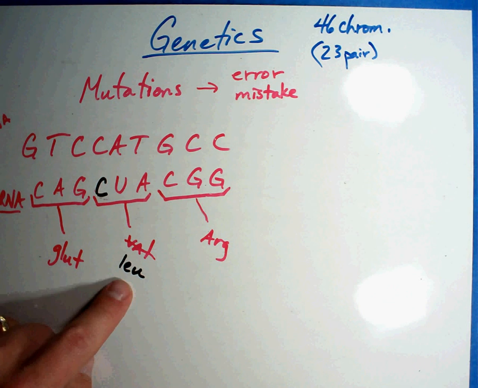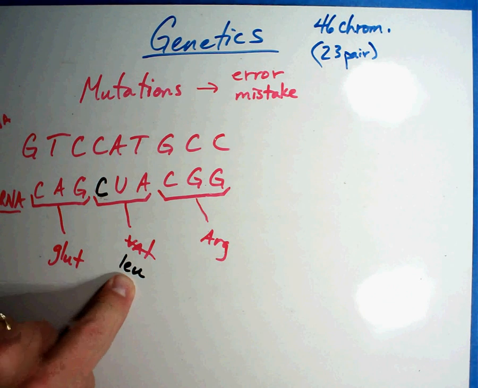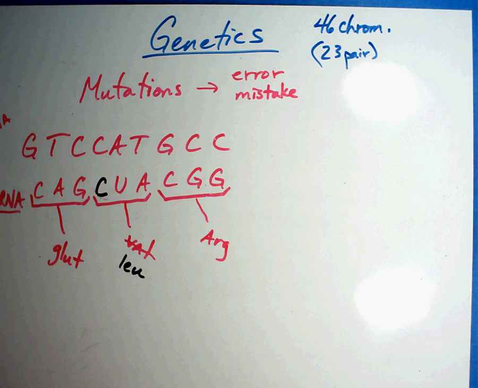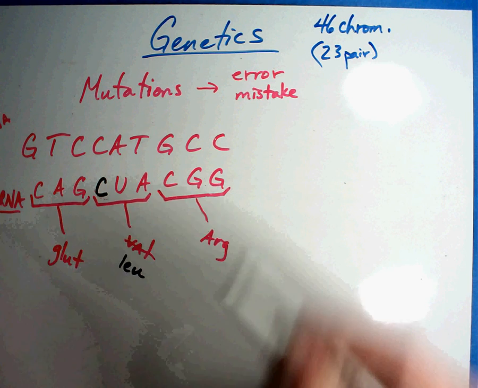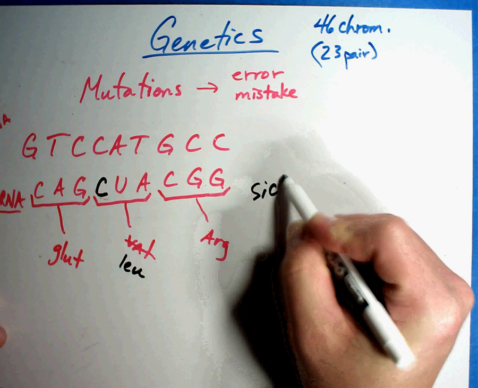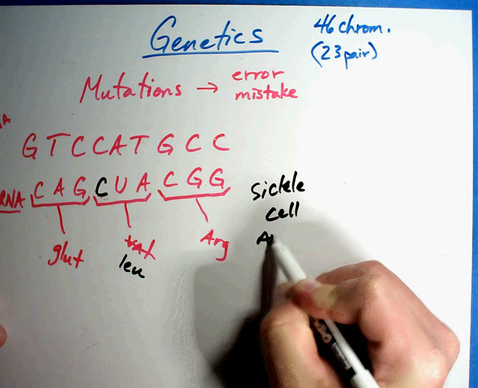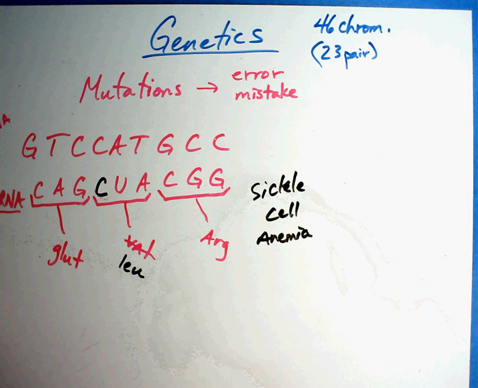And so there's a mistake. Since it doesn't work right, maybe this protein just doesn't work right. And it doesn't work right in the cell. Maybe no effect at all. Or maybe it's a big effect. There are examples where there is a point mutation. And here's an example. There's one that's called sickle cell anemia. Sickle cell anemia is a disorder in which your red blood cells are not made right.